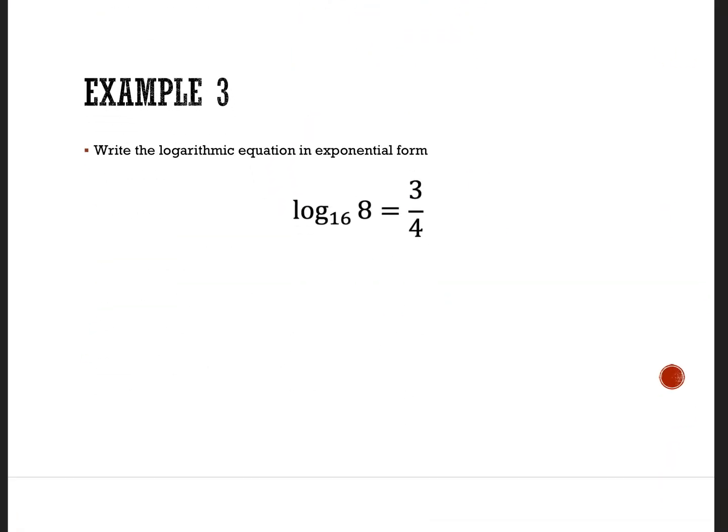Okay, let's try another. Example 3. All right, again, write the logarithmic equation in exponential form. Okay, so we've got a base, we have an answer, and we have an exponent. Okay, here we go. So the base raised to the exponent is equal to the answer.